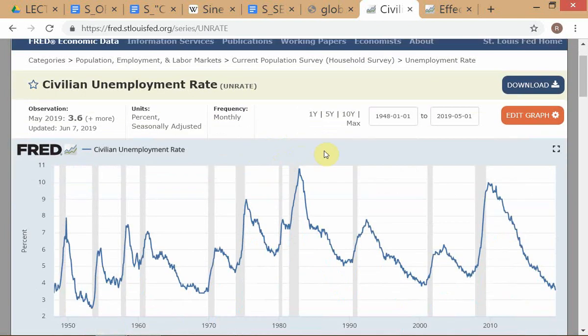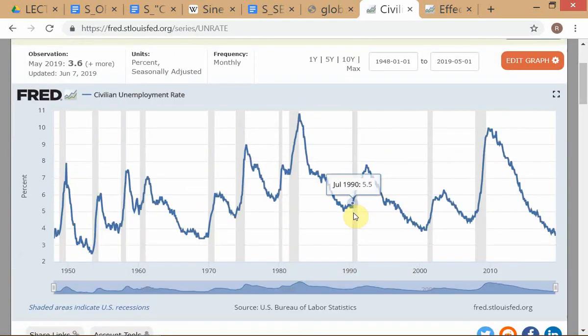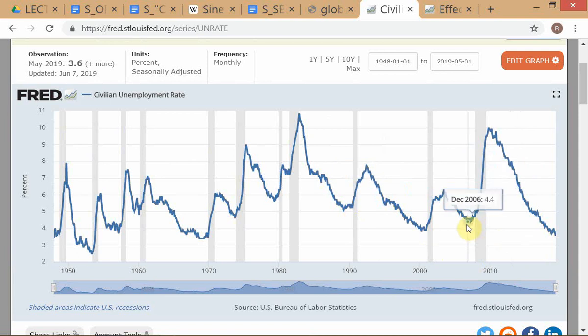Now you look at this, this is the civilian unemployment rate in the US. As you can see, whenever we have this kind of crisis, this is the 2007 crisis, the unemployment rate shoots up. Does that make sense? Because you have a recessionary environment, companies are not making money, they are laying off people because they're not able to sell products. So then the unemployment rate shoots up.